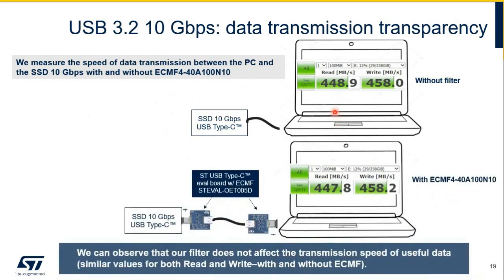After measuring the data transmission rates, we perform the measurement again by adding the ST eval board with our filter. So we can observe that our filter does not affect the transmission speed of the useful data. Indeed, the read and write data speeds measured are in the same range with or without our filter.